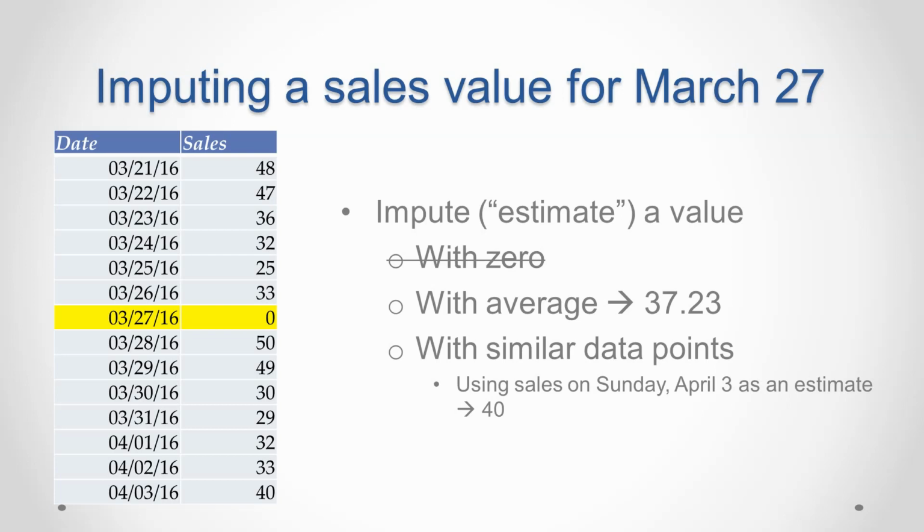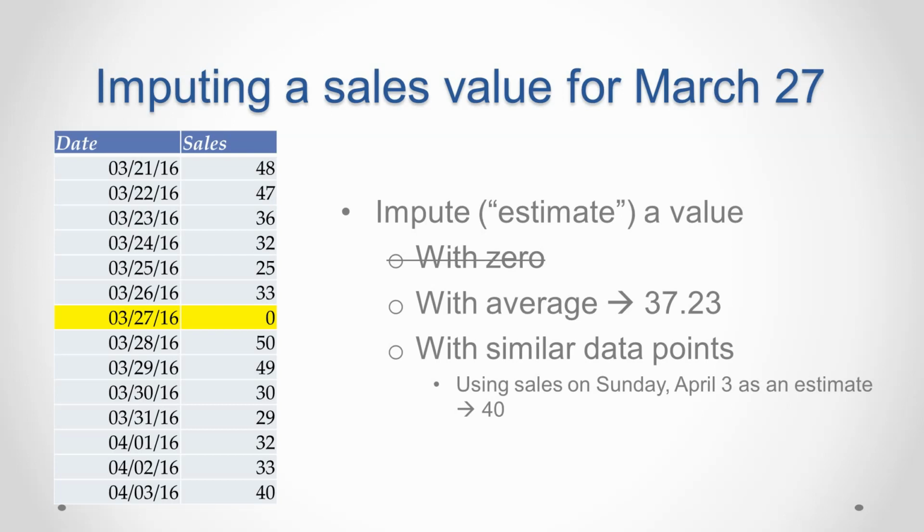Yet another approach is to use some interpolation approach. Since our data demonstrates some weekly pattern, we can use sales on the last Sunday as an estimate, in which case we'll fill the value with 40.